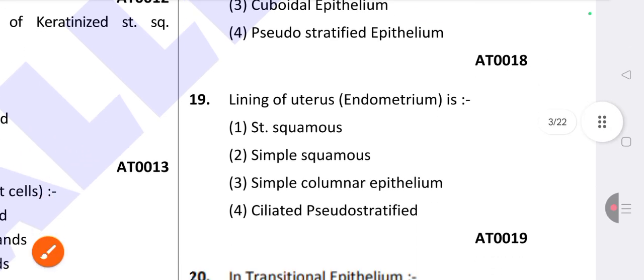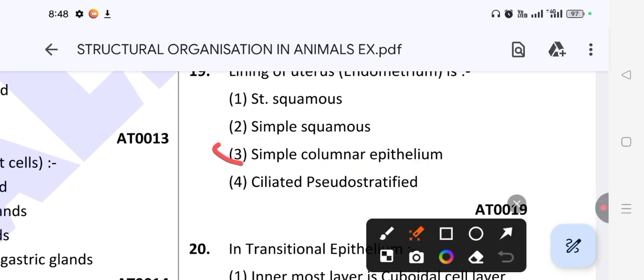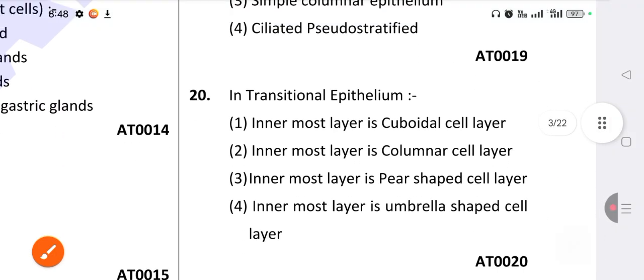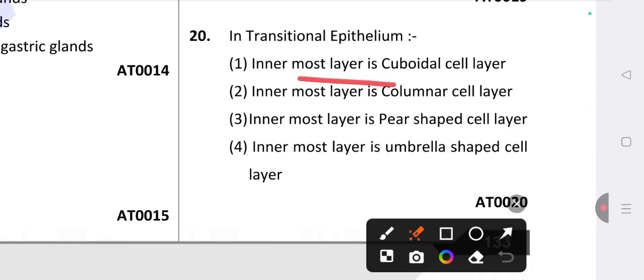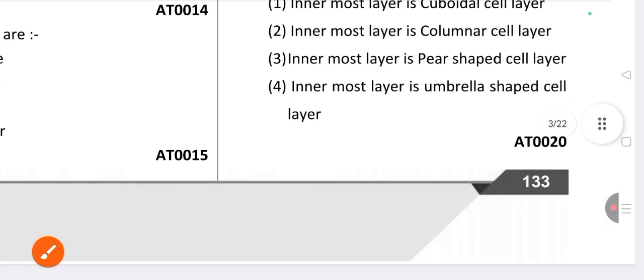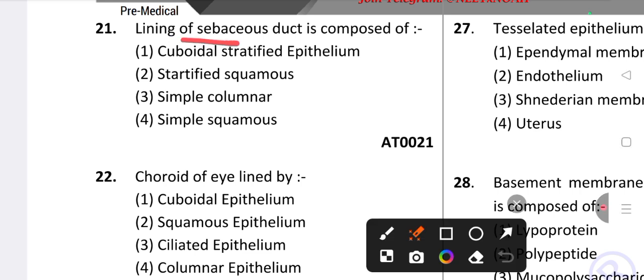And next, lining of uterus, that is endometrium. So the lining of the uterus is made up of simple columnar epithelium, option number 3. Next, in transitional epithelium, the innermost layer is a cuboidal cell layer. And next, the 21st question is lining of sebaceous duct is composed of. So the lining of sebaceous duct is made up of cuboidal stratified epithelium. Next, 22nd question, choroid of eye is lined by. So the choroid of the eye is lined by cuboidal epithelium.